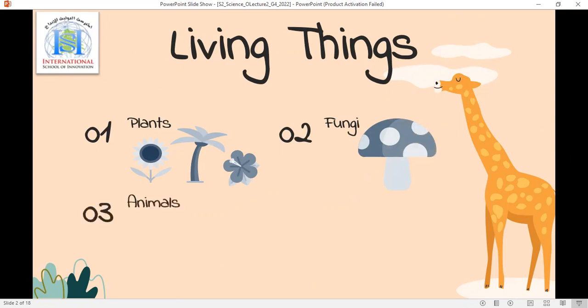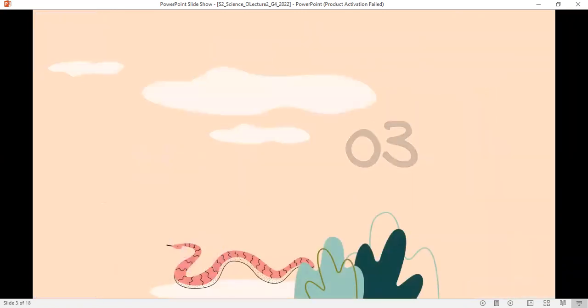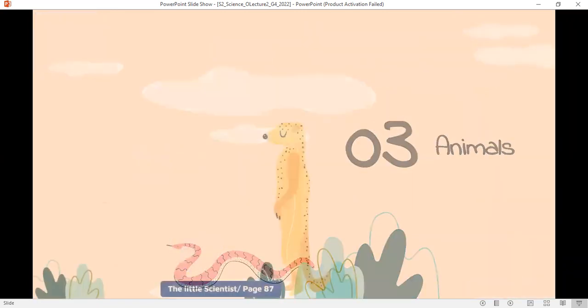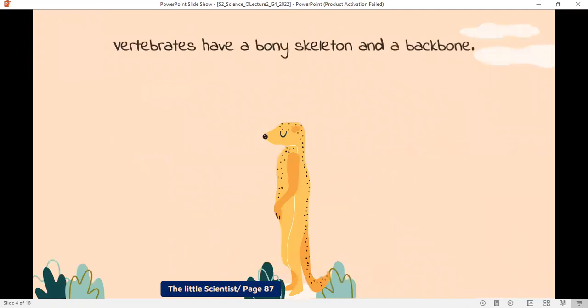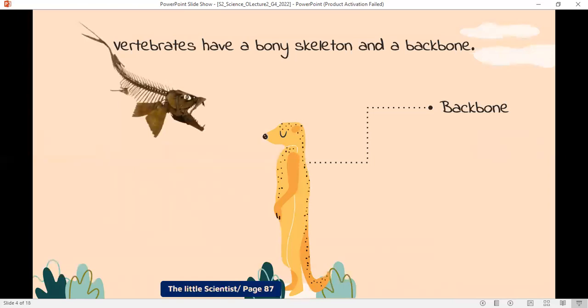Today's lesson is about animals. So scientists classified animals into two big groups. We have the vertebrates. Vertebrates are animals with a backbone, with a spine. Look at the skeleton of this fish. Can you see its backbone? I'll draw it for you. This line is called the backbone of the fish. This animal has a backbone, so it is a vertebrate.